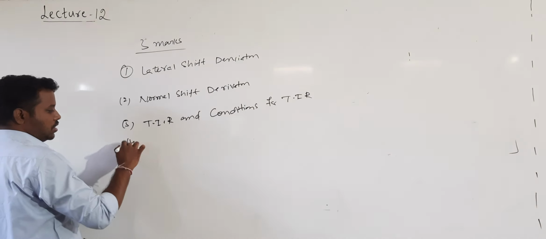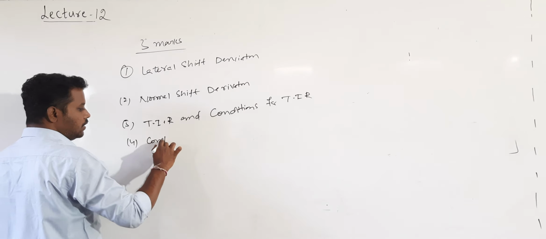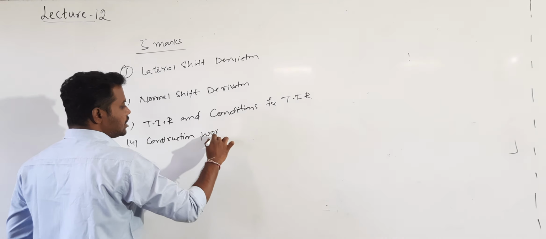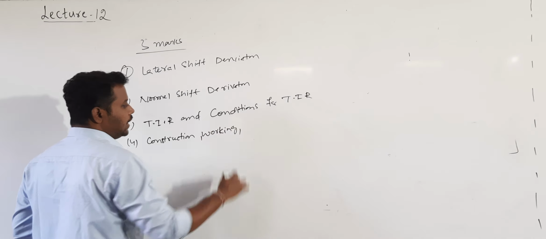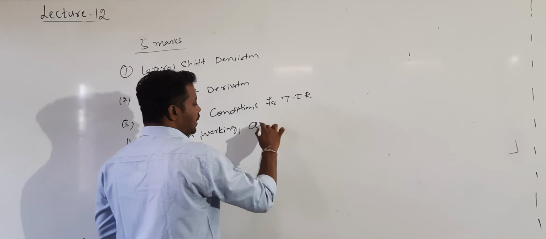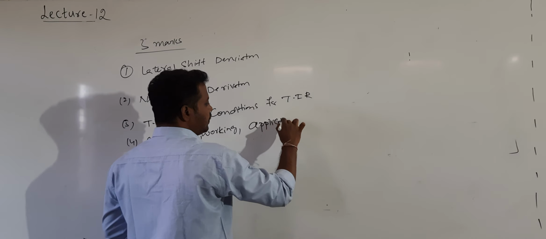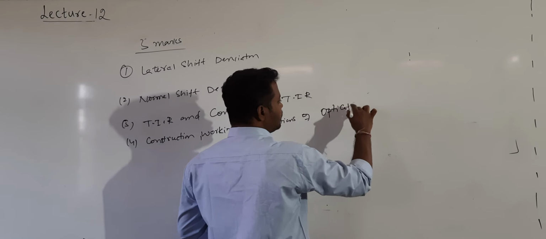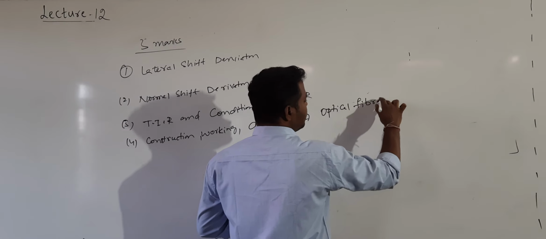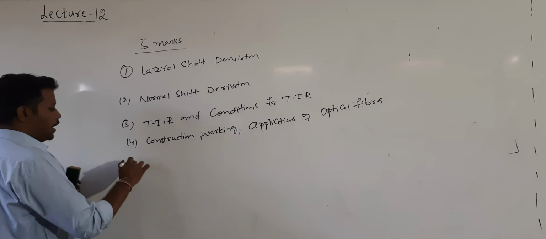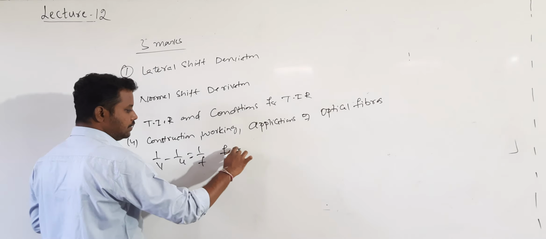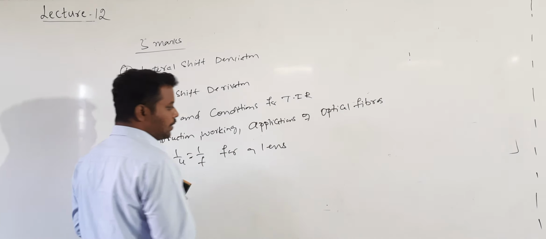And one more question they give is the construction, working and applications of optical fibers. Then even the lens formula also: 1 by v minus 1 by u is equal to 1 by f for a lens. That is nothing but the lens formula.